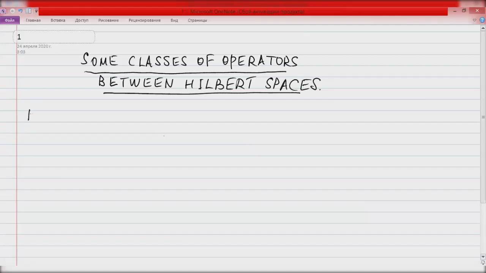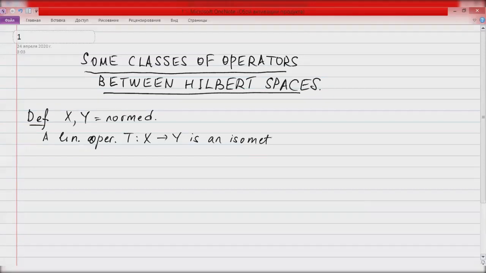Just in case, let's recall the definition. If X and Y are normed spaces, then a linear operator T from X to Y is an isometry if it preserves the norm. That is, the following equality holds.